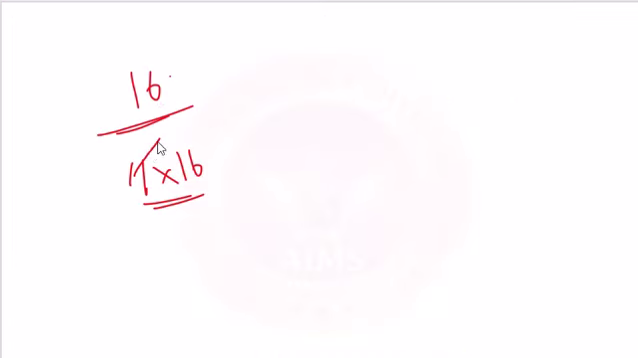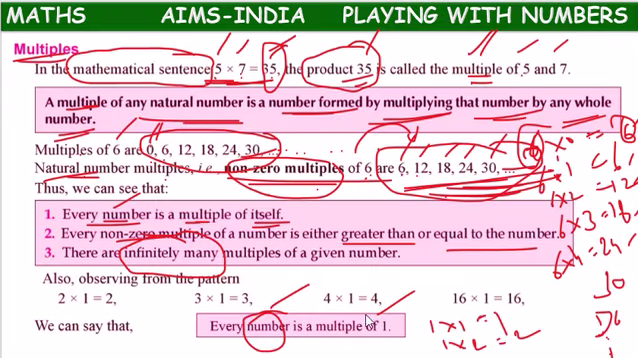So here 16 is a multiple of 1. Or if you take 21, we can write it as 1 into 21. So 21 is a multiple of 1. Like that, for any number we can take, that will be a multiple of 1.